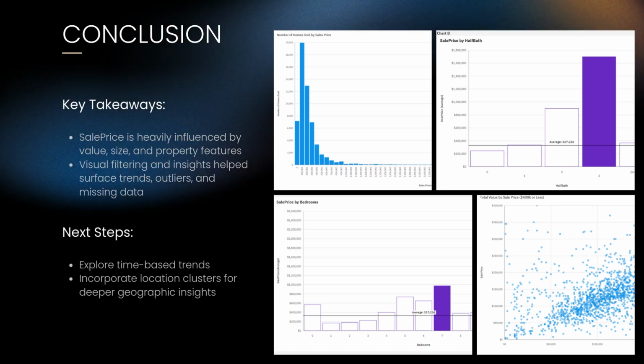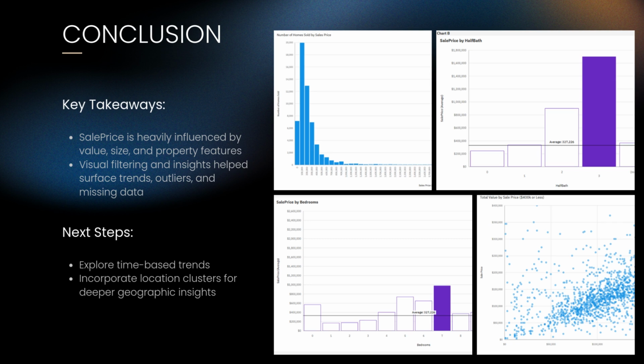To wrap things up, this project helped me better understand what's driving home sale prices in Nashville. I found that total value, land value, and building value had the strongest impact on sales price, but property features like bedrooms, bathrooms, and even missing values played a role too. Using Cognos visualization tools and insights gave me a clearer picture of outliers and helped me clean up noisy data for better analysis.